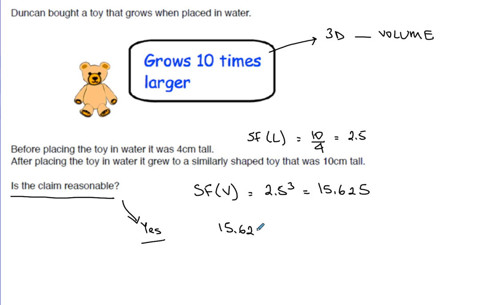15.625 times larger is greater than 10 times larger. Yeah, okay. But really, the claim should have been 15 times larger. Yeah, all right. Okay.